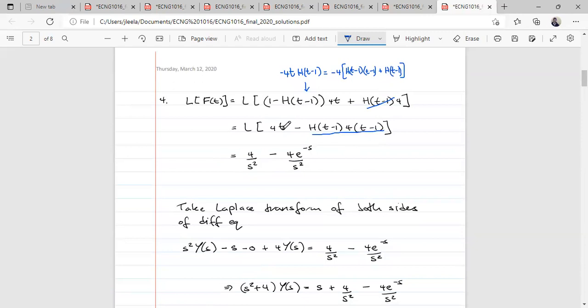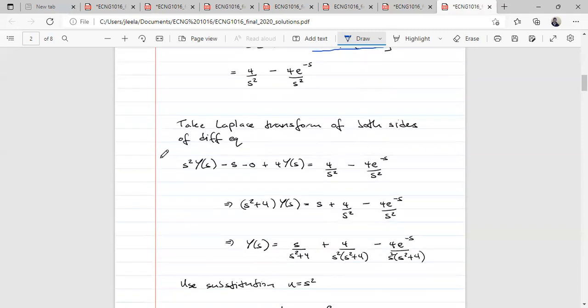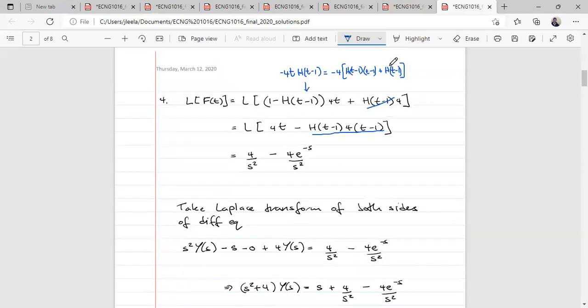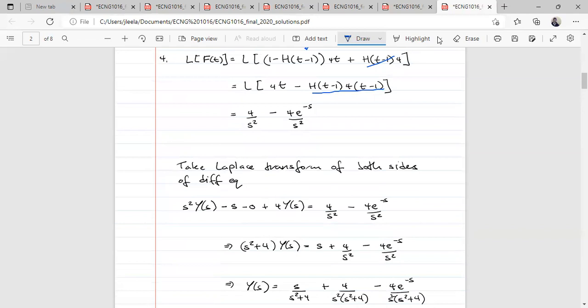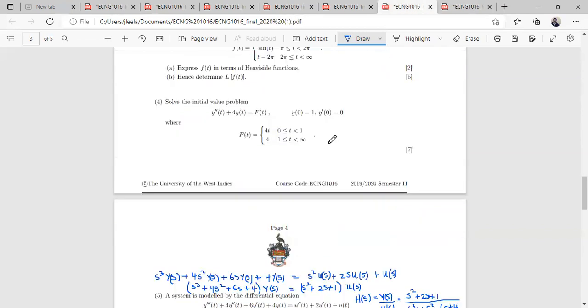And the Laplace of t here is 1 over s squared. So you'll get 4 over s squared. And then here now the Laplace will be minus 4 e to the minus s over s squared. Taking the Laplace transform on both sides of the differential equation now. So you want to take the Laplace transform here.